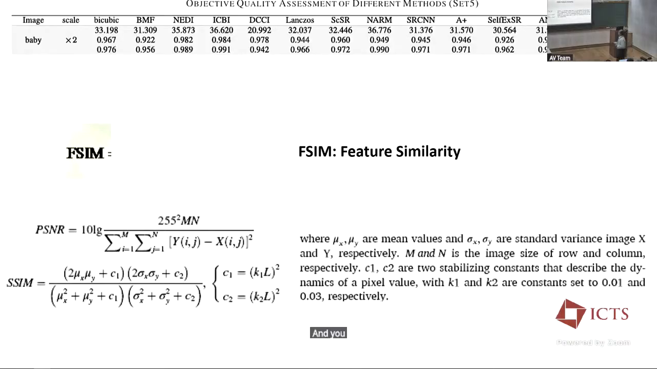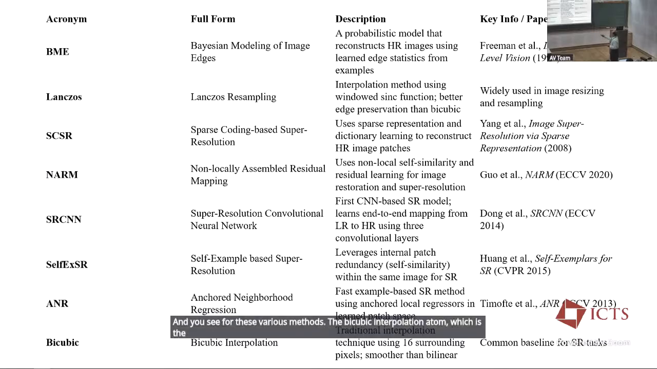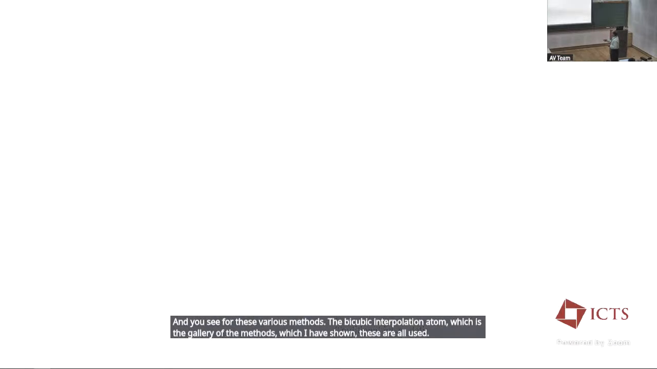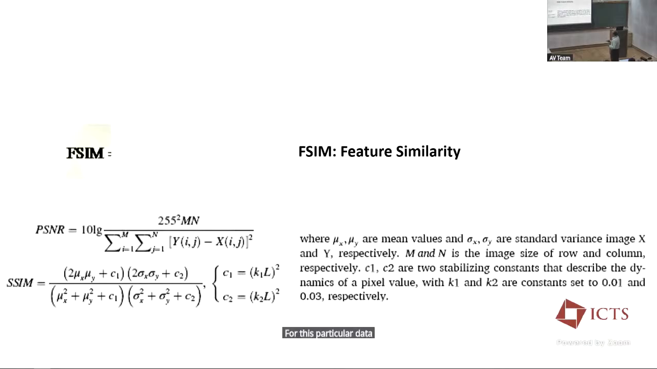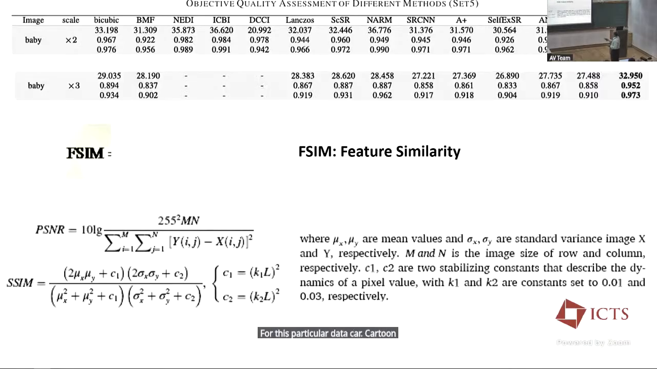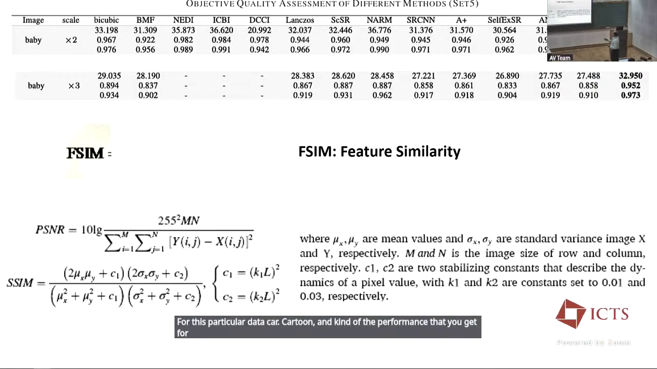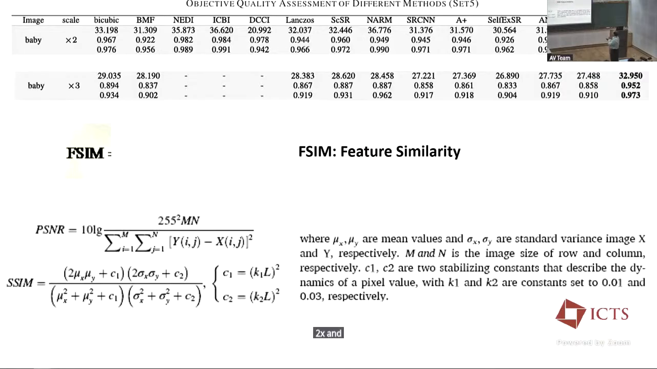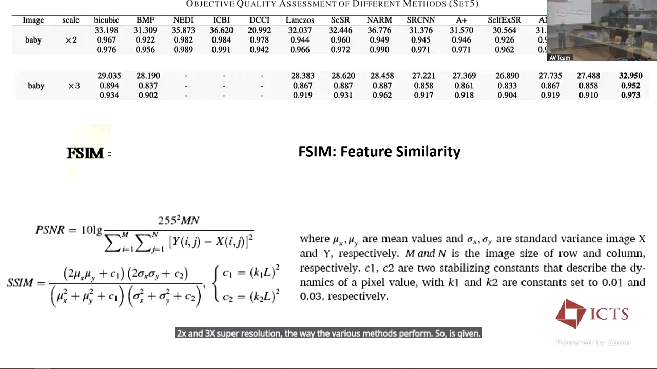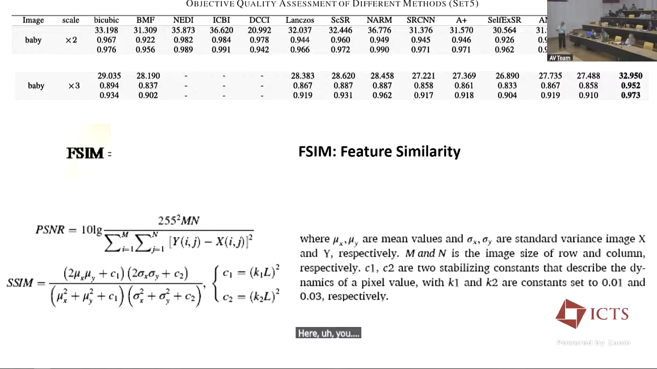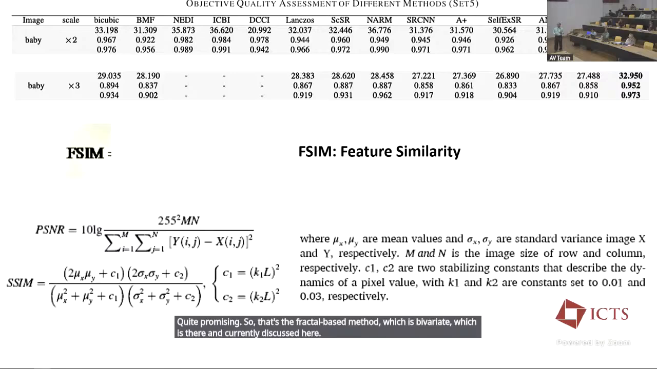And you see for these various methods, the bicubic interpolation and other methods, the gallery of methods which I have shown, these are all used for this particular cartoon data, and this is the kind of performance that you get for 2x and 3x super resolution, the way the various methods perform. It is given here. You find that bicubic methods are quite promising. So that's the fractal-based method, which is bivariate, which is currently discussed here. This seems to be promising in this context.